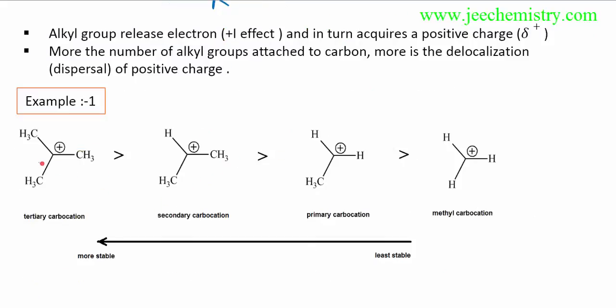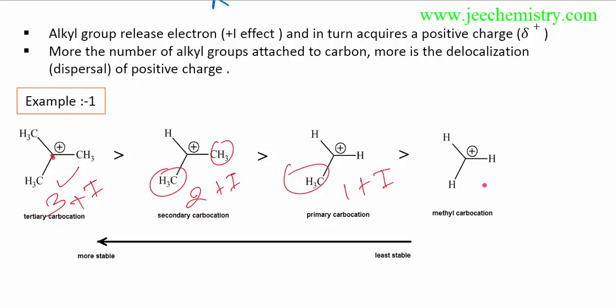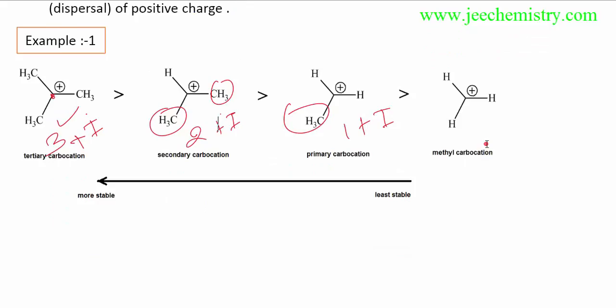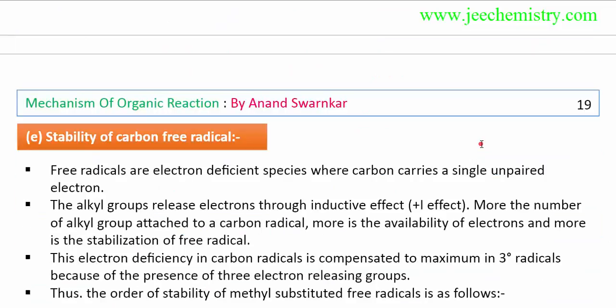Here three methyl groups are attached to this carbocation, so it is more stable. Here two methyl groups are attached, here one methyl group, and here no methyl group. So the carbocation with three methyl groups has three plus I effect, then two plus I effect, then one plus I effect, then no I effect, so it has more stability than this. In this way the carbocations are stabilized by the plus I effect.